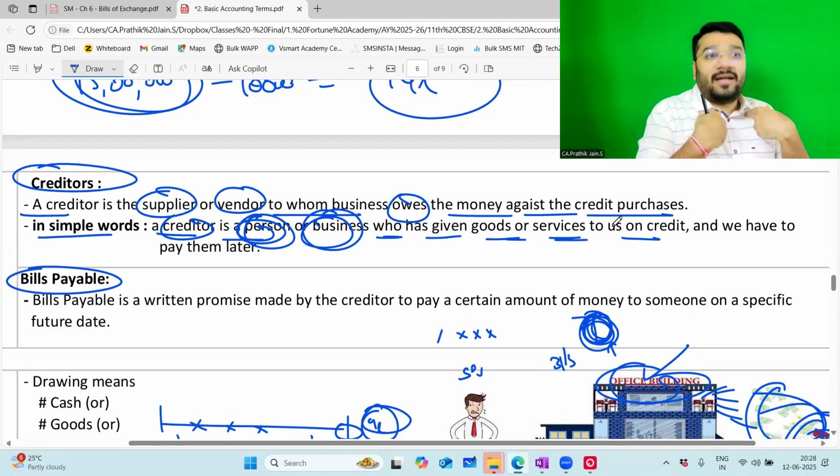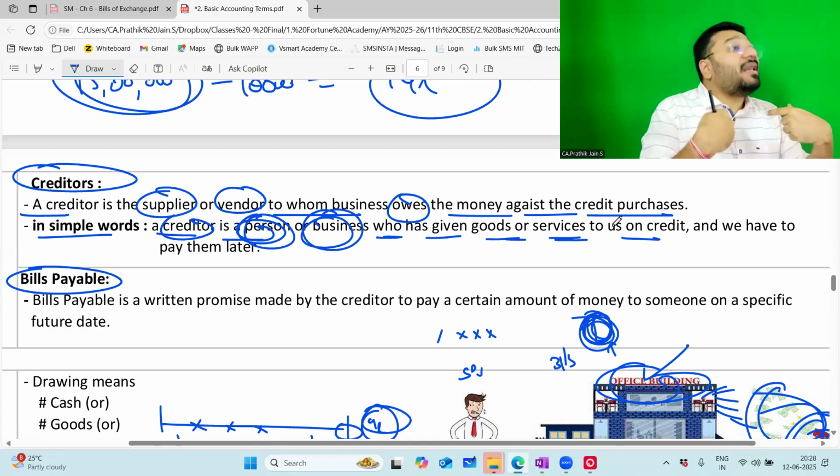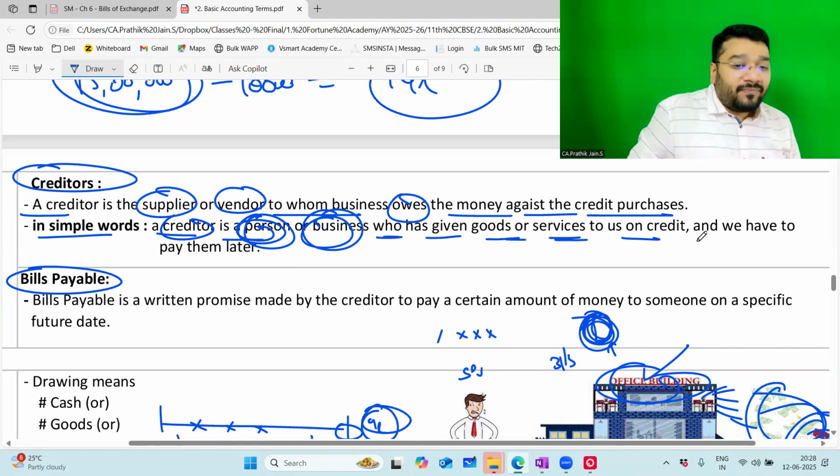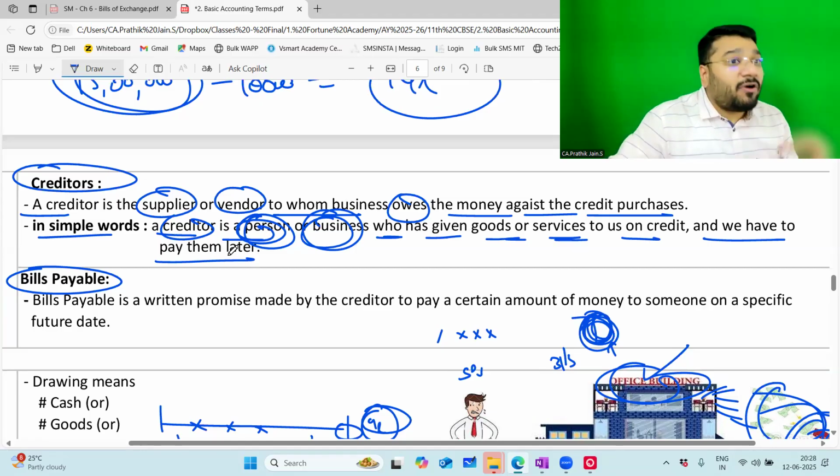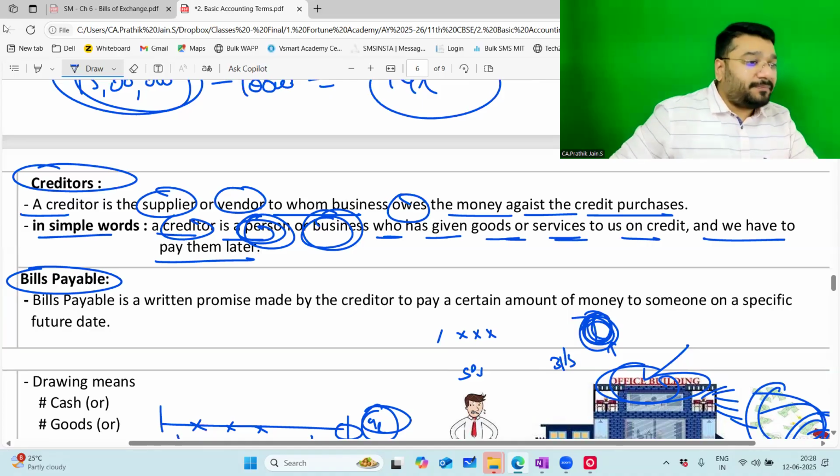Ram gave goods to me on credit. Sham gave goods to me on credit. Reliance Limited gave me goods on credit. And we have to pay them later. So any money that I have to pay to the creditor later for the purpose of buying the goods on credit today, this is called creditors.